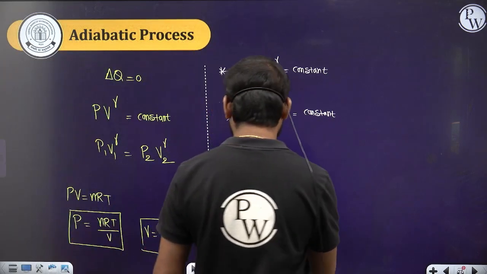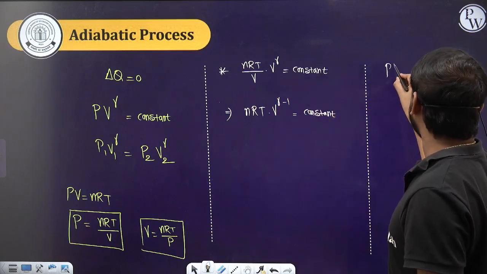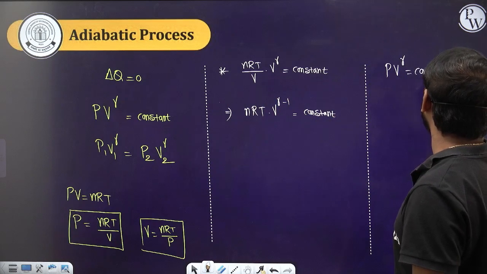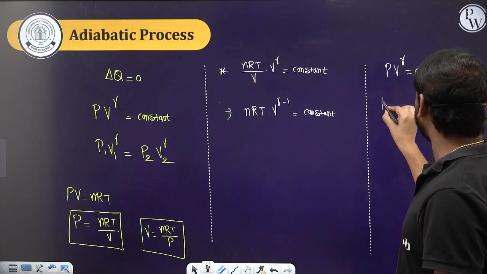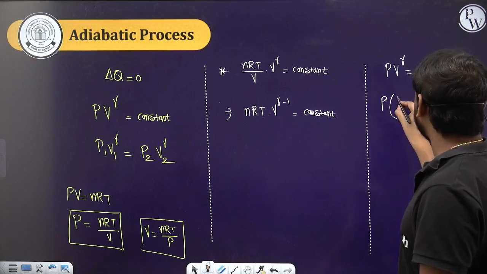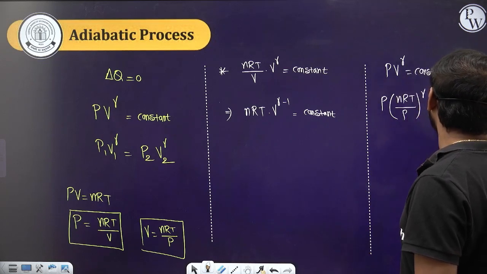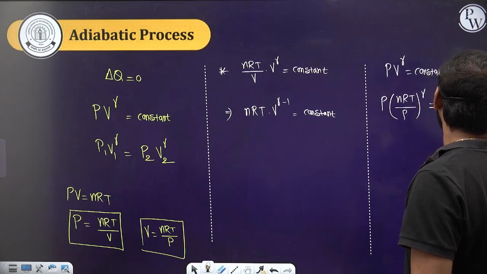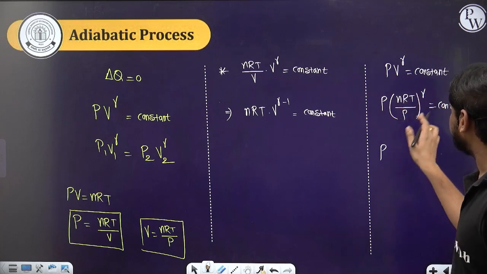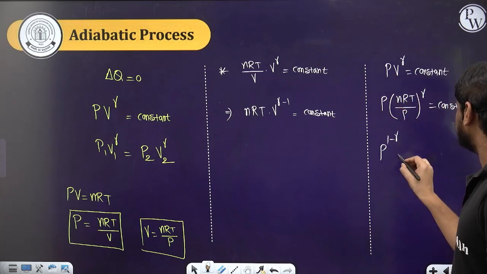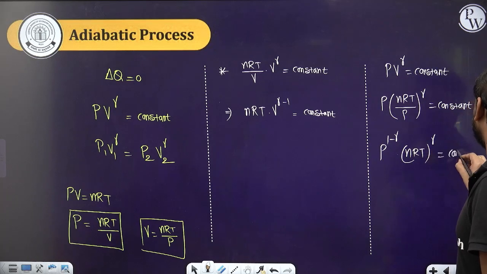Or you can also do it this way. PV to the power gamma is constant, right? So I keep P, and in place of V, we write nRT by P, to the power gamma, equals constant. So P into P to the power minus gamma, that is P to the power 1 minus gamma, into nRT to the power gamma, is going to be constant again. That's it.